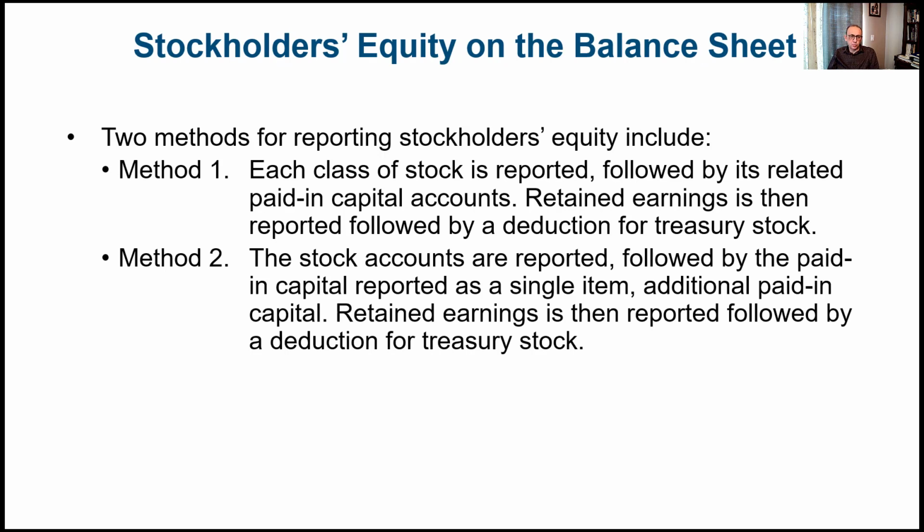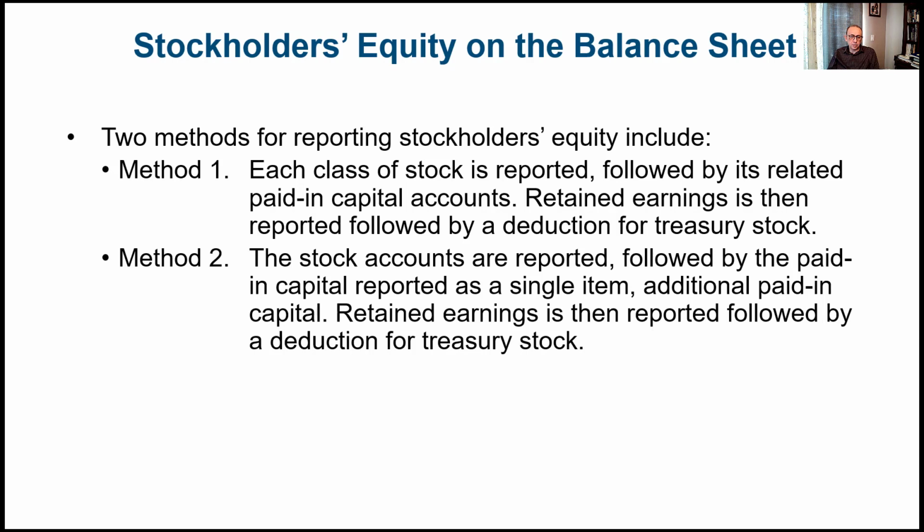The first method, where each class of stock is reported, followed by its related paid-in capital accounts. Retained earnings is then reported, followed by a deduction for treasury stock. I personally like this method because it's very organized and it shows the additional paid-in capital related to each category of the stock. The second method simplifies things a little bit.